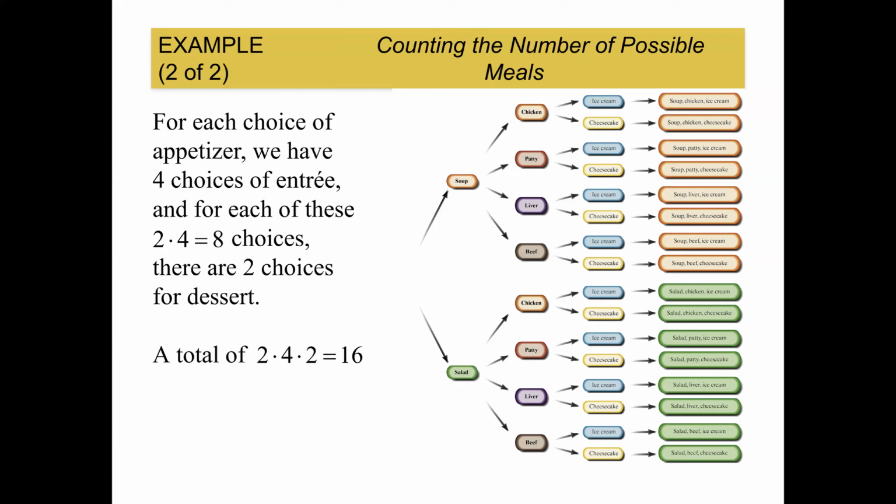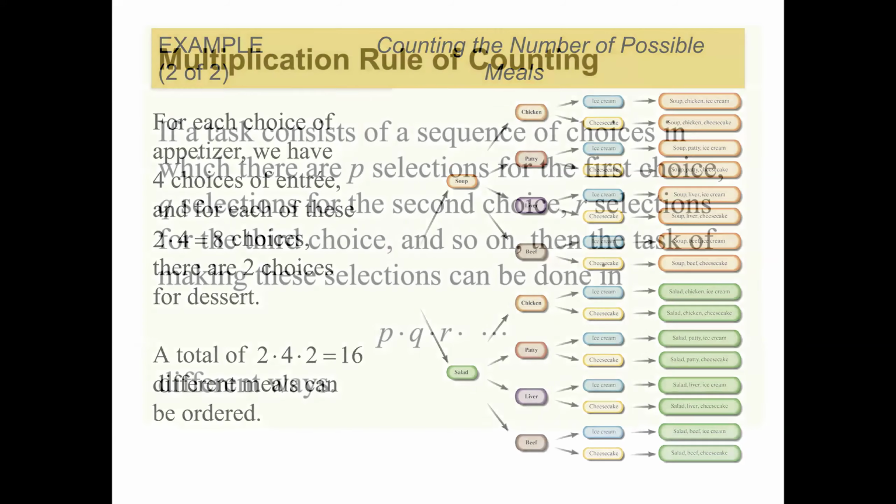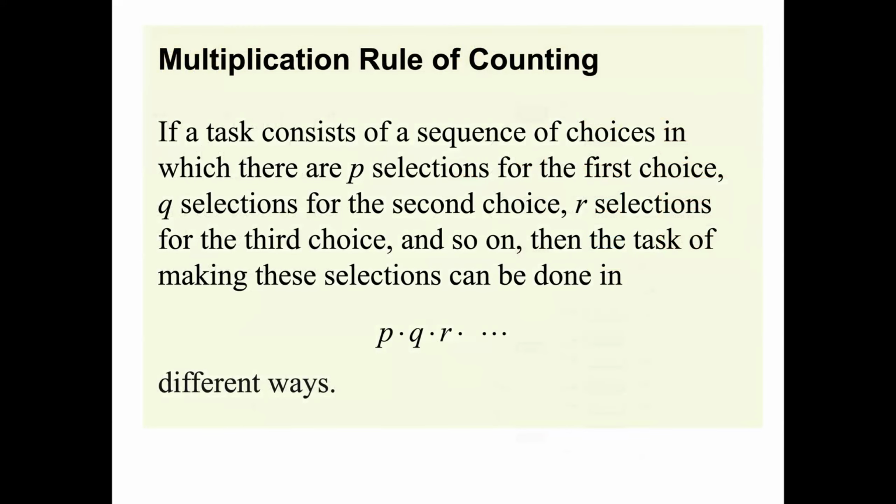So you may be given a problem like this where you're just laid out choices in a row. And this is the process of doing it. Just the multiplication straight through to get the full count of all possible choices. So that's one method. And this is the rule here, the multiplication rule of counting: if your task consists of a sequence of choices where there are P selections, Q selections in the second choice, R, and so on, you just multiply them out, and that's the total number of choices possible.